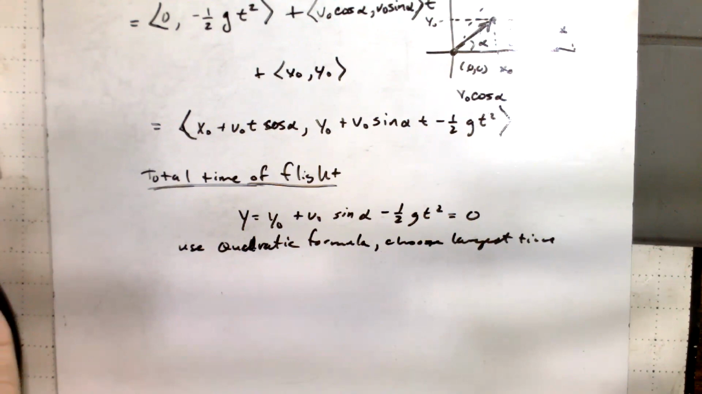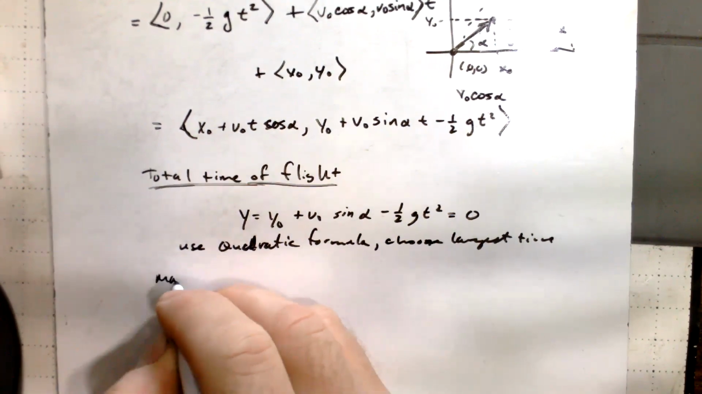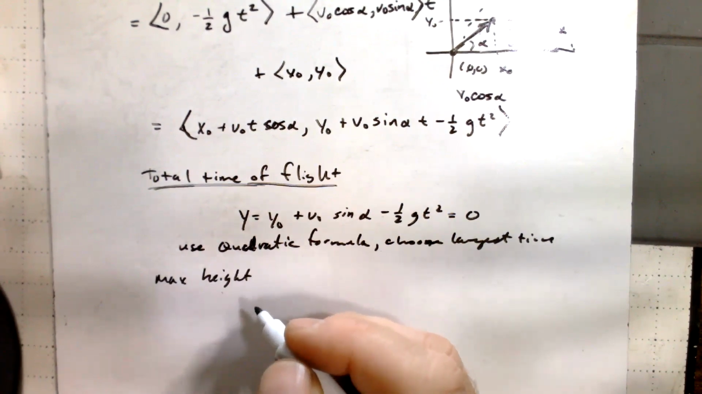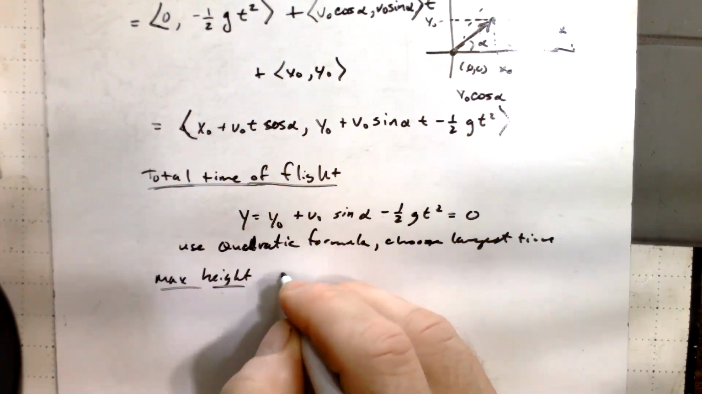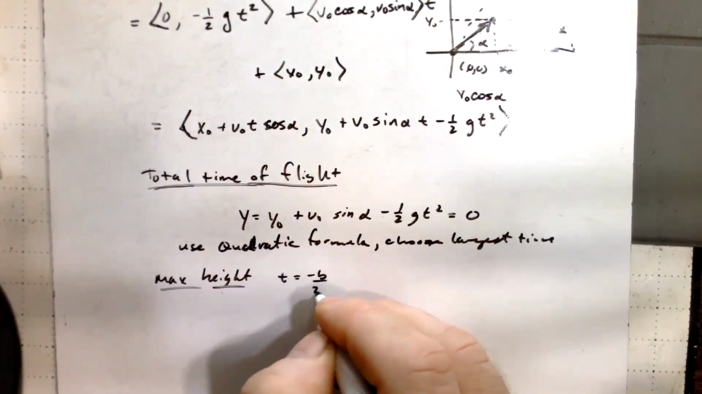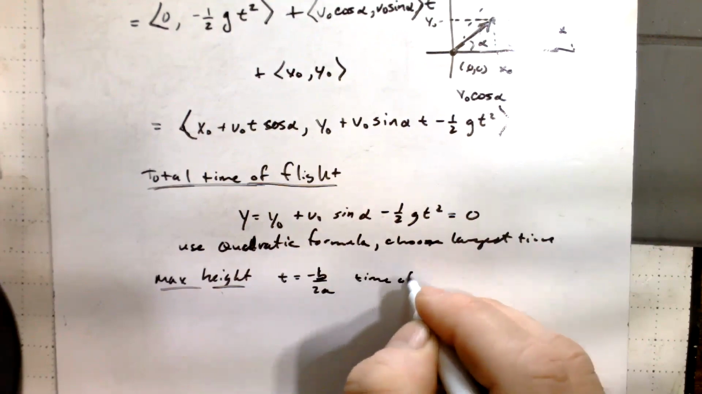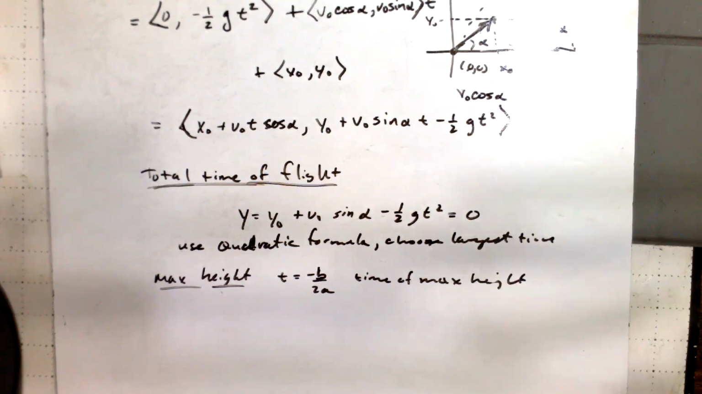All right, and then find the maximum height. So now we want to find the max height. Well, this is a parabola, and so it's just the vertex, right? The max height. So you could use t is equal to the opposite of b over 2a. This is the time of max height. And then plug it in to find it.